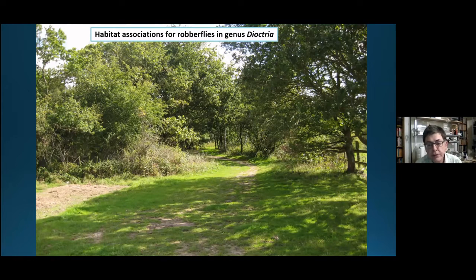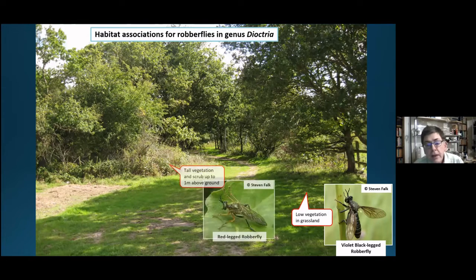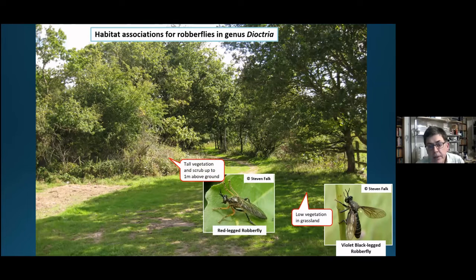That is where you tend to find them. So starting with the violet black-legged robberfly, this one is typically found in low vegetation in grassland and can be quite right out in the open. It's not particularly associated so much with woodland, this one. Moving up into the taller vegetation and the beginnings of the scrub up to about 1 metre or so above the ground, you can find the red-legged robberfly.